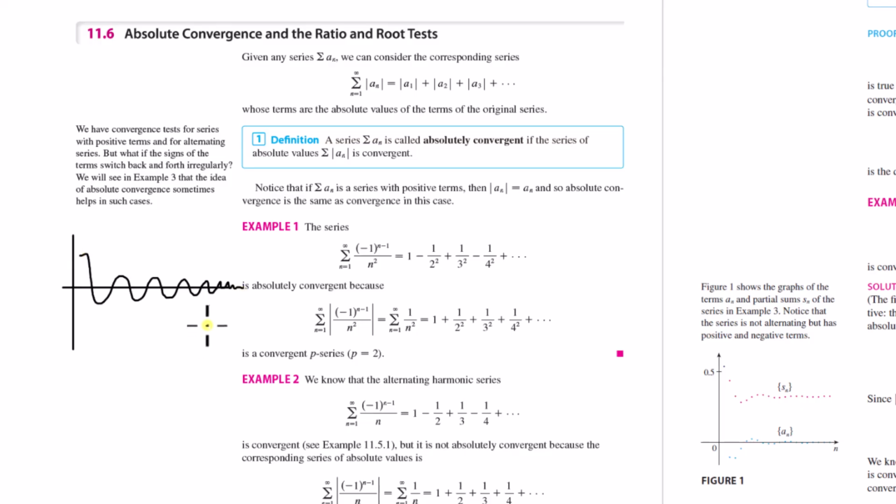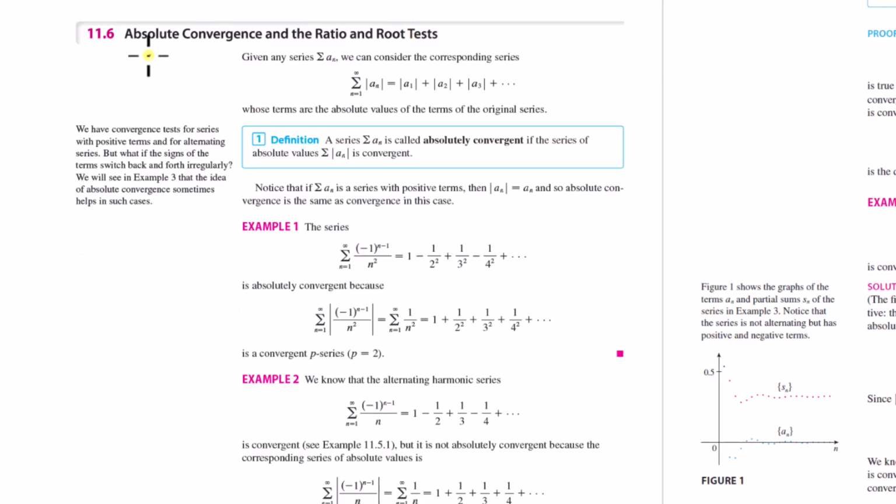Up to this point, we don't have a way of testing a series like this, because this isn't an alternating series. In the alternating series video in the previous section, I talked in detail about why this is not an alternating series, so go check that out if you need. But this is not an alternating series, so we don't have a way to test a series like this. But we're going to learn in this video how we can do that.